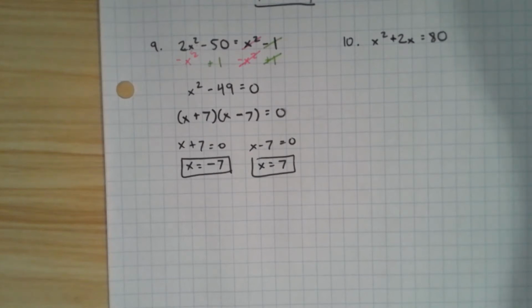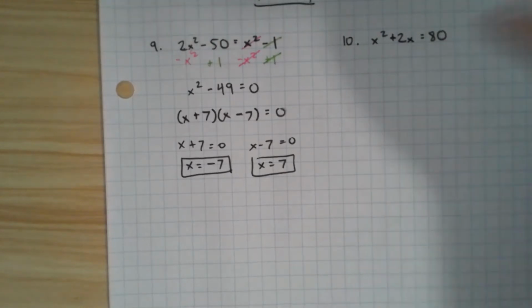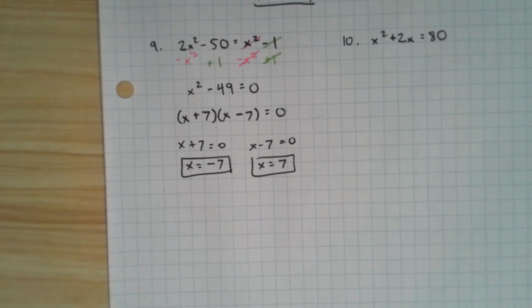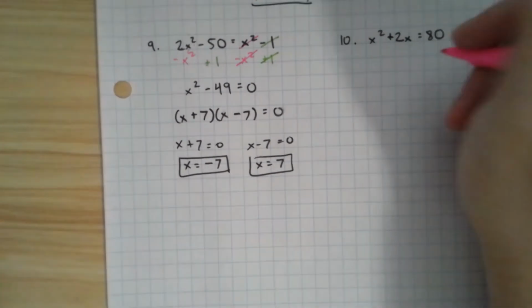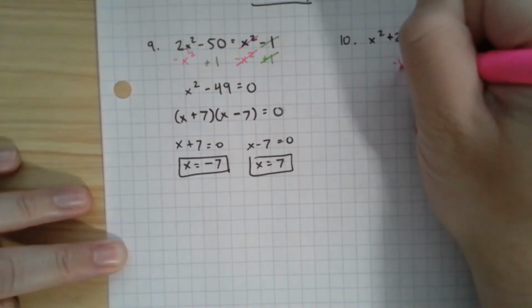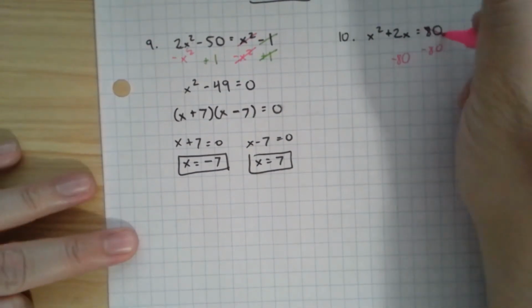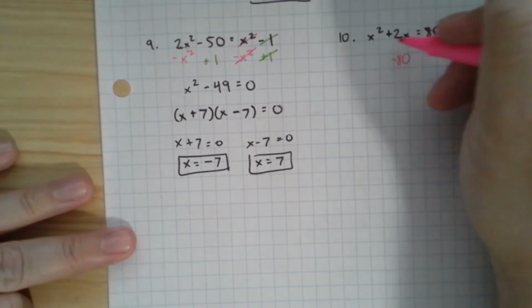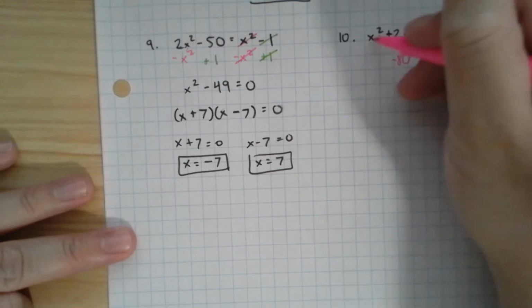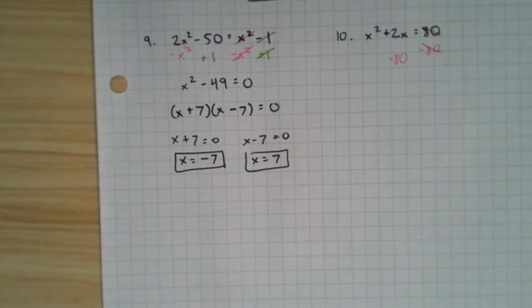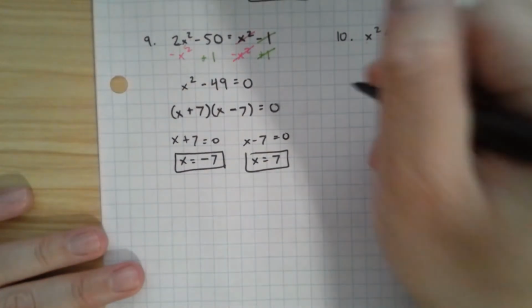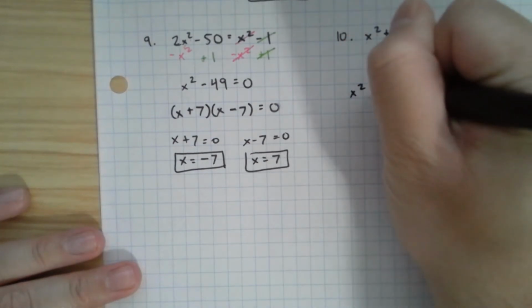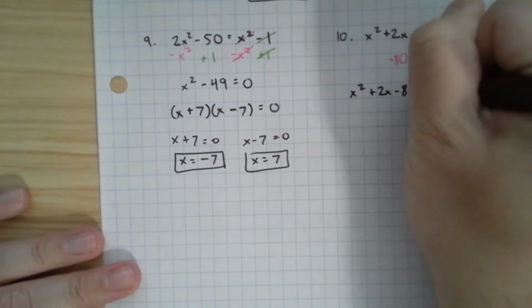So first thing, by looking at this, I'm going to have to move over that 80. It's not equal to 0, so I'm going to have to subtract 80 from both sides. And also notice that 80 is not a like term with either of these guys. This has an x squared, this has an x. So I'm going to get x squared plus 2x minus 80.